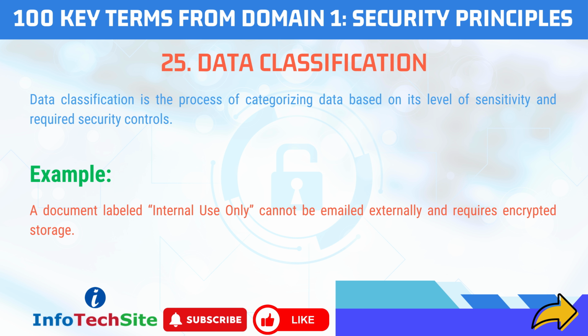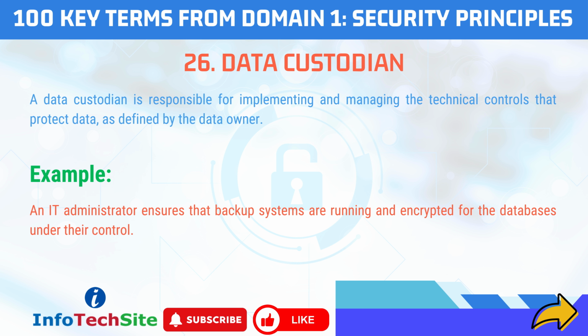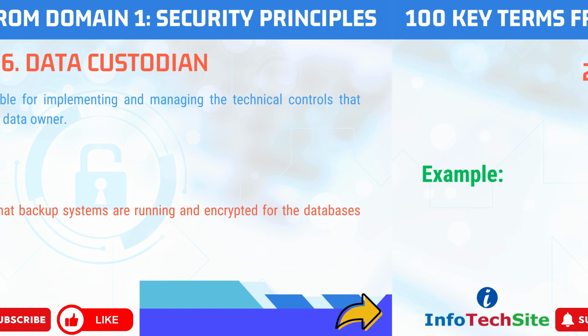25. Data classification. Data classification is the process of categorizing data based on its level of sensitivity and required security controls. For example, a document labeled internal use only cannot be emailed externally and requires encrypted storage. 26. Data custodian. A data custodian is responsible for implementing and managing the technical controls that protect data, as defined by the data owner. Here is an example. An IT administrator ensures that backup systems are running and encrypted for the databases under their control.